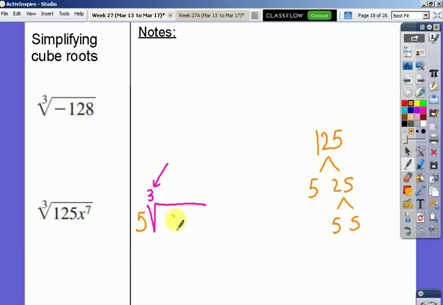Well, I still have x to the 7, so I'm going to do what I did yesterday. I'm just going to say how many groups of 3 can I take out? How many groups of 3? 2. With how many left over? 1. Right. So I can take out 2 groups of 3 with 1 left over. So 2 groups of 3 would be x and x. That's x squared, with 1 left over.